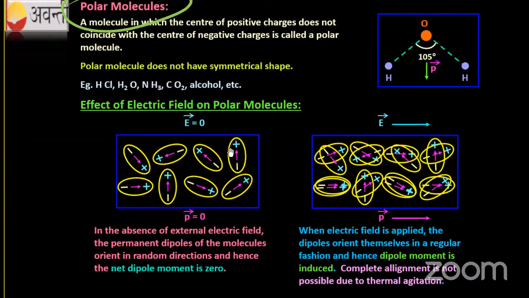Even though a single molecule possesses a dipole moment, if we consider the whole thing, the net electric field inside will be zero, and the net dipole moment value is also zero, just because of their random direction. See, in the absence of an electric field the permanent dipole moments of the molecules are in random directions, and hence the net dipole moment will be zero, p value 0, E value 0.